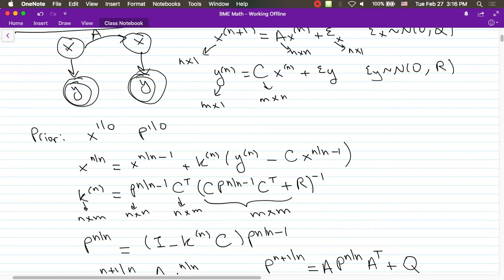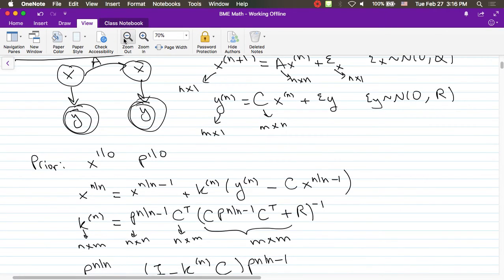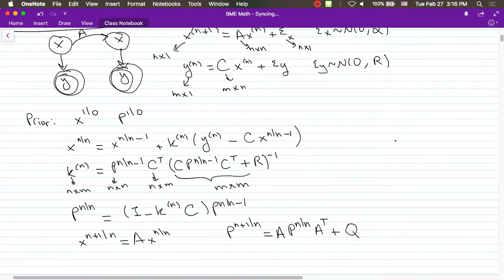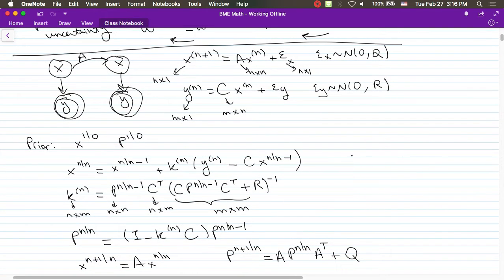Let me see if I can reduce it so you can see it on the same page. So here was our model. X changes in time based on a matrix A. I make a measurement y, and what I want to know is how can I estimate x given my measurement y? Well, here's how you do it. You begin with a prior. You make a measurement y. You update your belief based on the difference between what you predicted you should see and what you saw, based on this matrix K.